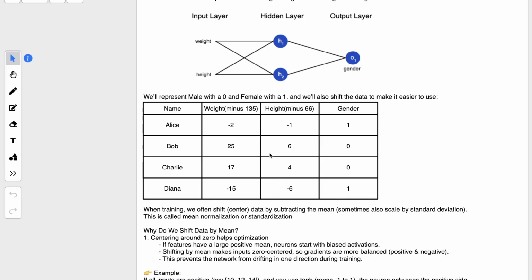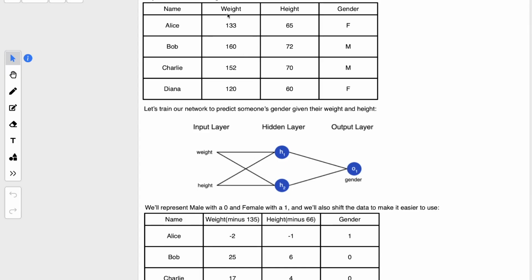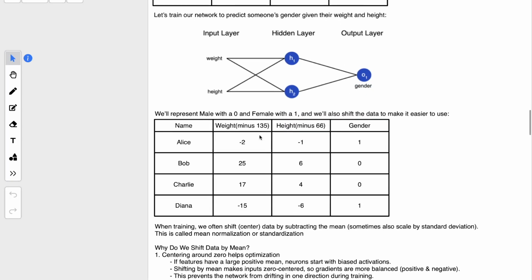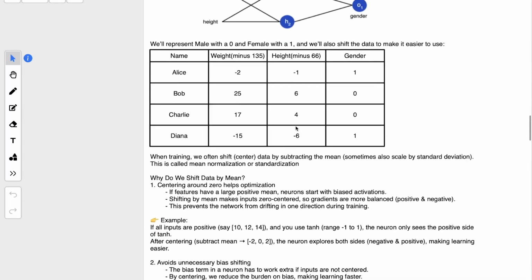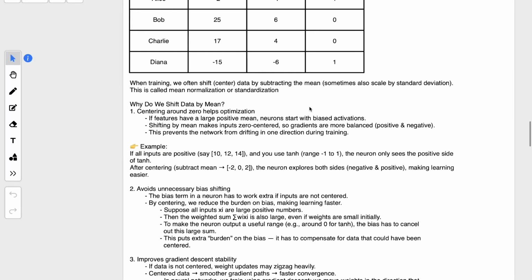Normally while doing the shifting we use the mean of the weights. For example, you sum all these weights, take the mean, and subtract that mean from the weights. But here I have randomly taken 135 and 66 as the shifting numbers. We often shift the center of the data by subtracting the mean. Sometimes we also scale by standard deviation, and this is called normalization or standardization while training the neural network.